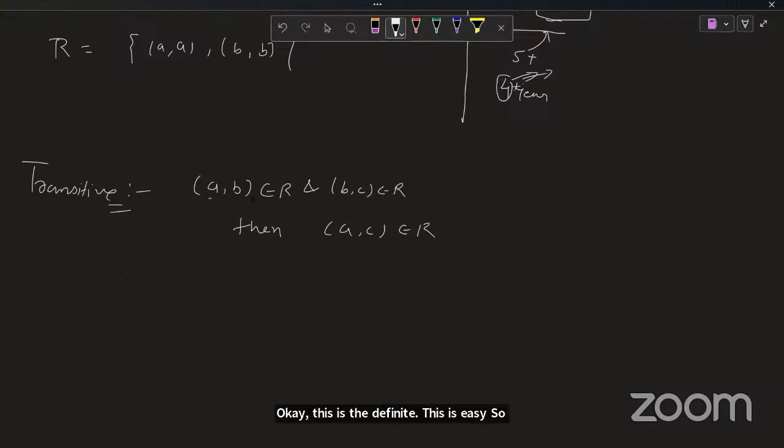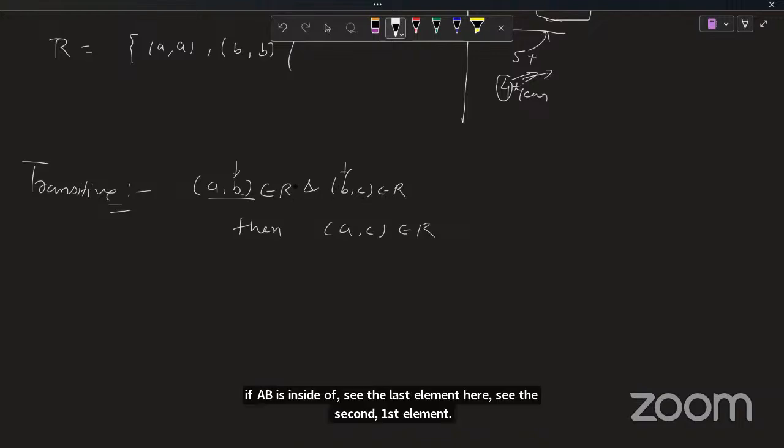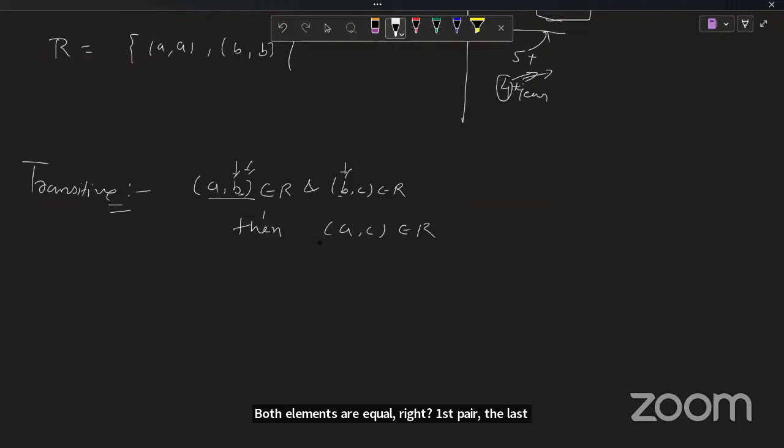It is saying if (A, B) is inside R, see the last element of the first pair and the first element of the second pair. Both elements are equal, right? If that kind of pairs is inside R, then (A, C) has to be inside R.